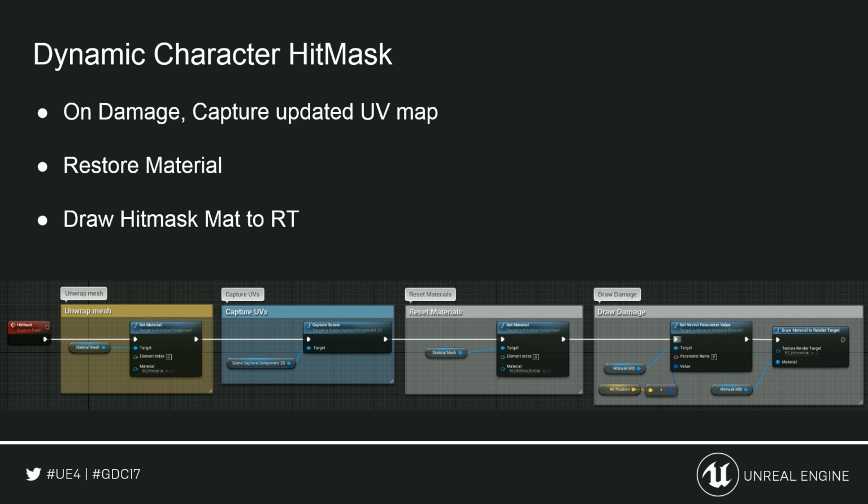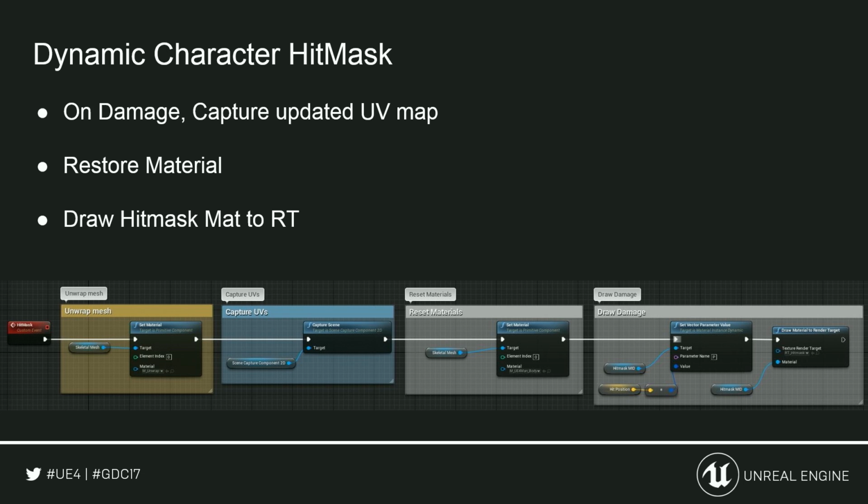So to build a dynamic character HitMask effect, the basic steps that we need to do are, on damage, we capture an unwrap layout. So we assign the unwrapped material to our character, whichever character that happens to be, and then we have an event on our scene capture component, which is basically just capture. And the other thing to remember there is you want to make sure if you have this scene capture in the scene for that purpose that you uncheck the boxes for update on movement and update every frame, because otherwise you're wasting a lot of resources capturing when there's no damage occurring, which is a bit wasteful.